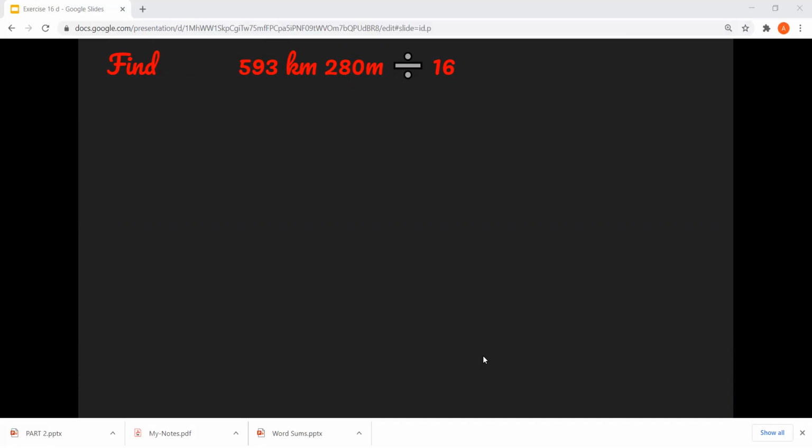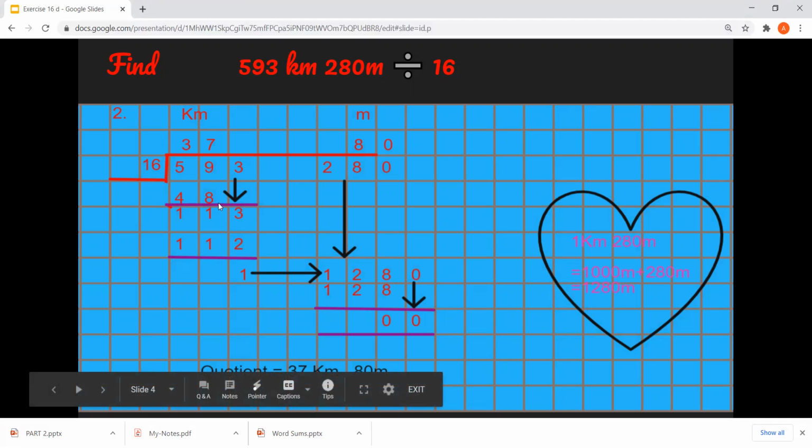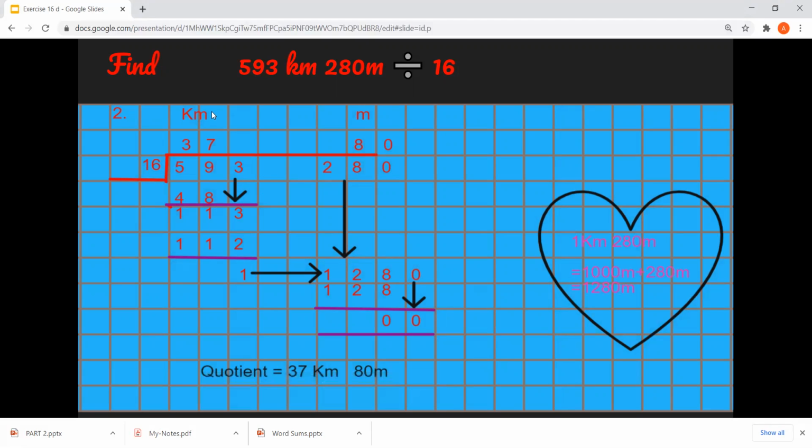593 kilometer 280 meter divided by 16. So when we divide it by 16, students, when we are dividing, different units are there. We will mention the units on the top, like here I have written kilometer and meters. Kilometers we will write under the kilometers heading, and meters we will write towards the right side under the heading of meter. So 593 kilometers 280 meters, divide it by 16.